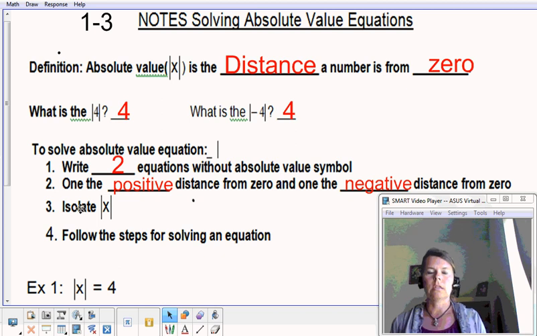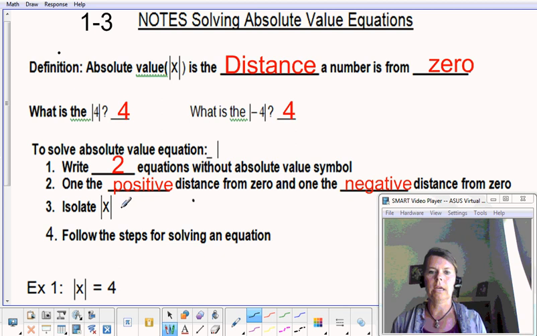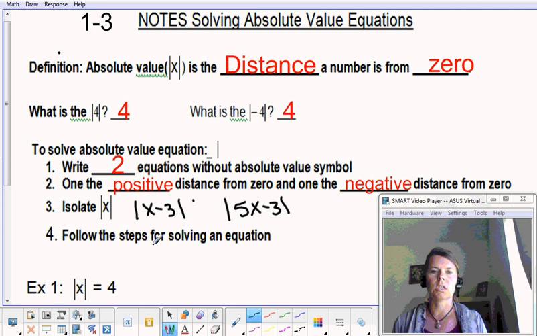And then, third step, isolate the absolute value. Now, it might not look like that. It might actually look like this. And isolate means get it by itself. If there was a number out front here or a number being added here, you'd have to get rid of it. Or it could end up looking like this. So it could be an expression inside the absolute value. But you have to get rid of anything on the outside of it first before you can go any further, before you can write your 2 equations.